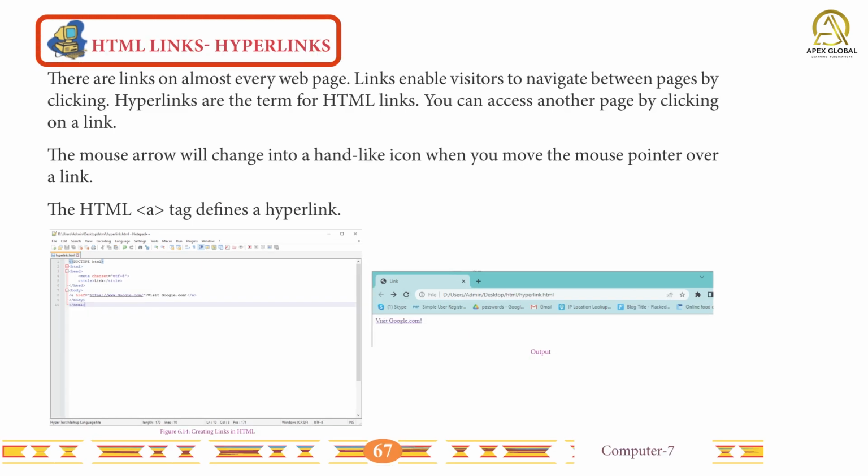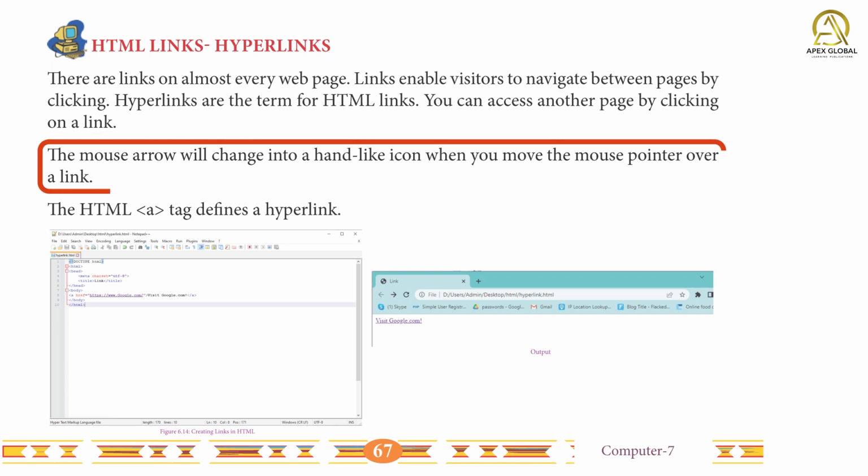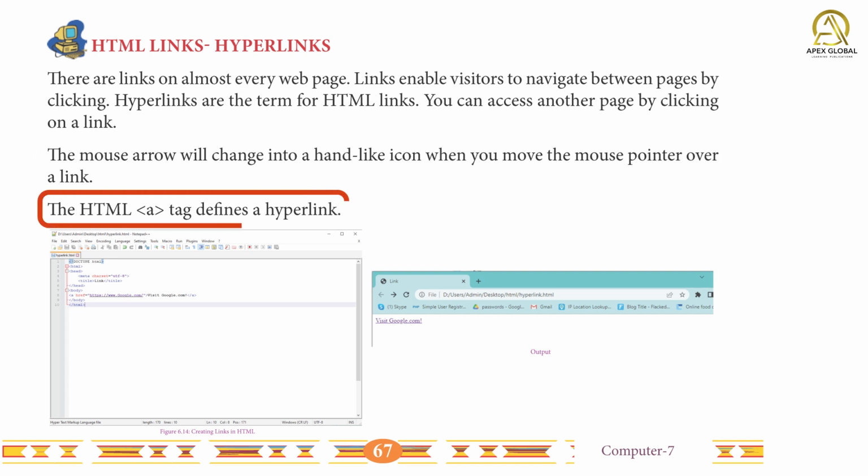HTML links, hyperlinks. There are links on almost every web page. Links enable visitors to navigate between pages by clicking. Hyperlinks are the term for HTML links. You can access another page by clicking on a link. The mouse arrow will change into a hand-like icon when you move the mouse pointer over a link. The HTML <a> tag defines a hyperlink.